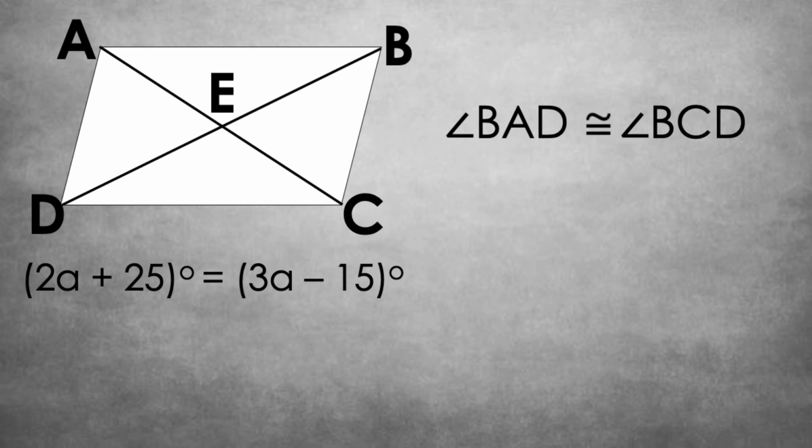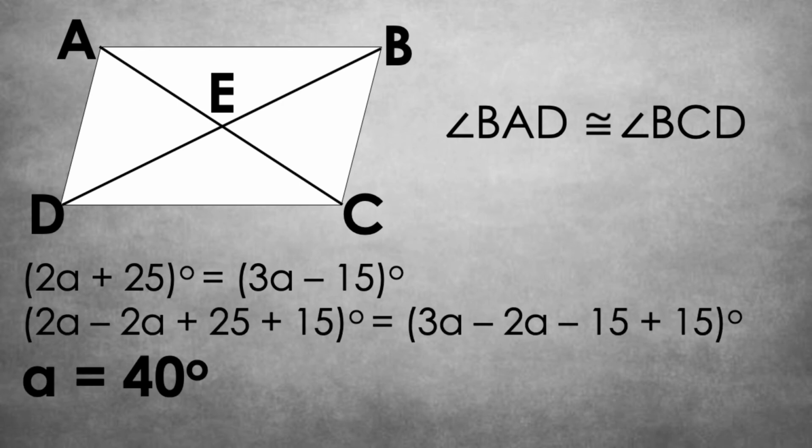Simplify, 3A minus 2A minus 15 plus 15 degrees, and on the other side 2A minus 2A plus 25 plus 15 degrees. Therefore, we will obtain A is equal to 40 degrees.